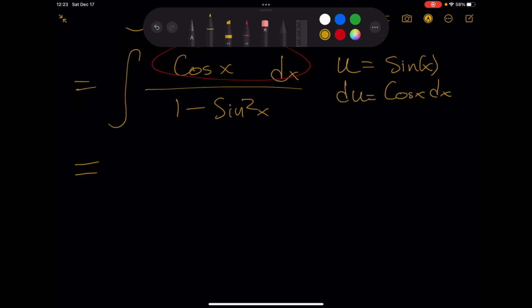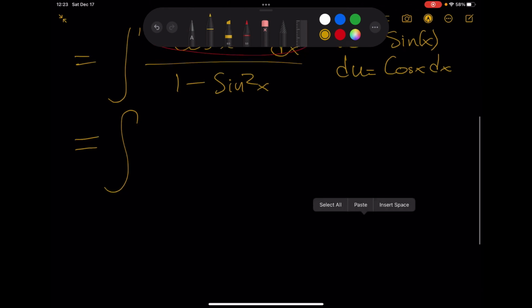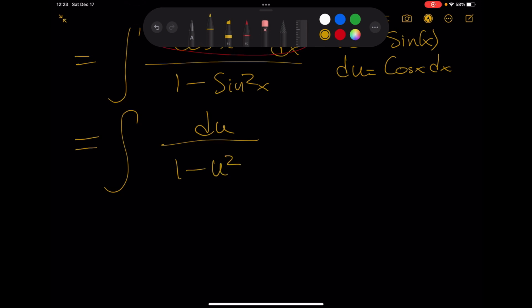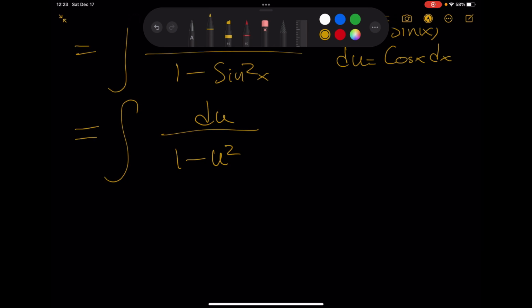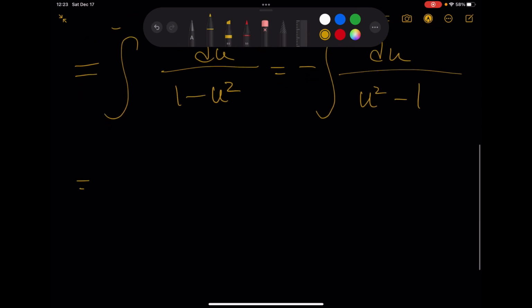Let us start off right here. So now this integral will become du over 1 minus u squared. Now, if you can't tell, this integral looks like a difference of squares. The only thing that's stopping it from being a difference of squares is the fact that there is a negative sign in front of the u squared instead of in front of the 1. So what we can do is rewrite this integral using manipulation to be du over u squared minus 1.